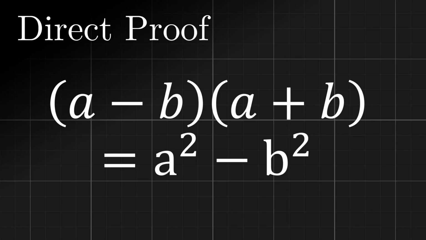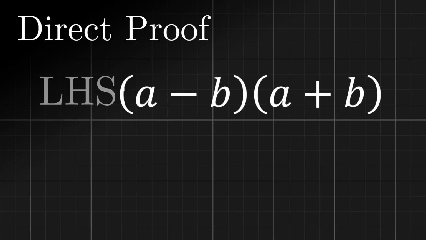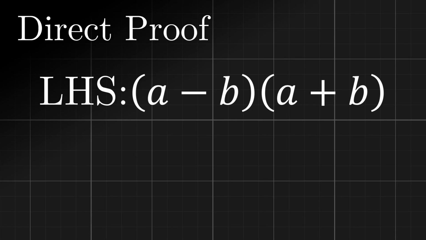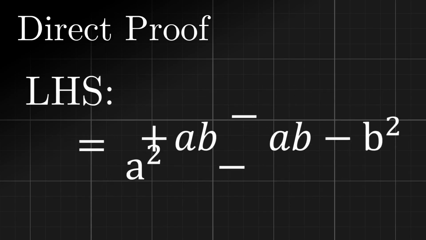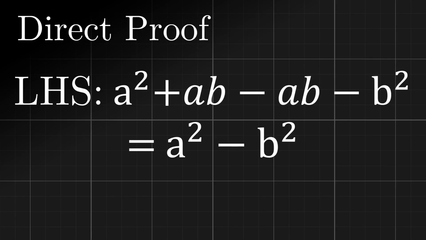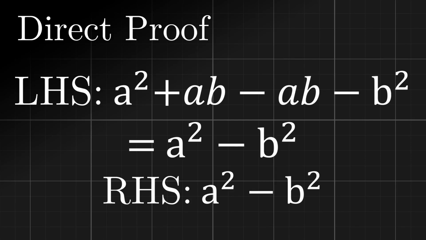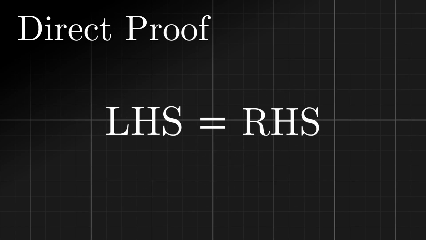We start with the left-hand side, a minus b times a plus b. Then we expand the brackets. A times a plus b minus b times a plus b is equal to a squared plus ab minus b squared. Since ab is equal to ba, this simplifies to a squared plus ab minus b squared is equal to a squared plus b squared. And look, that's exactly the right-hand side. So we've shown the left-hand side is equal to the right-hand side, and the identity is proven. That's the essence of direct proof, a logical chain from assumption to conclusion.